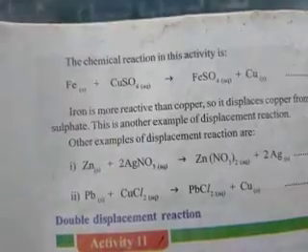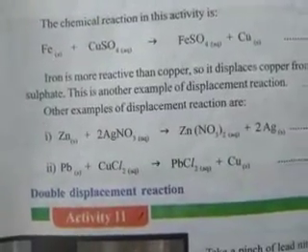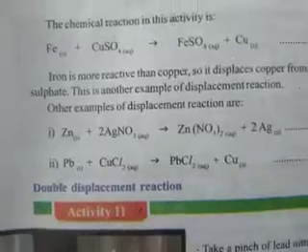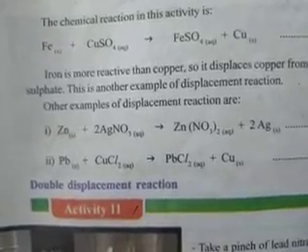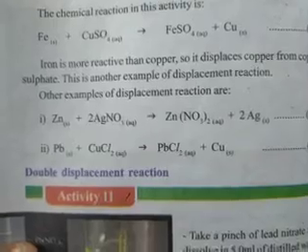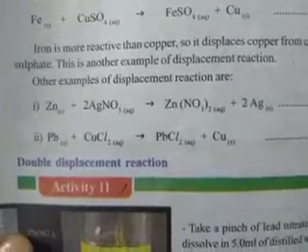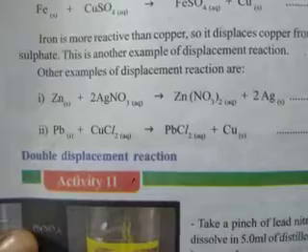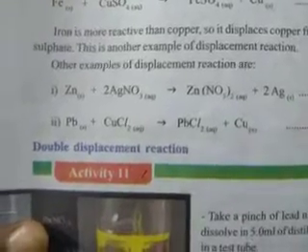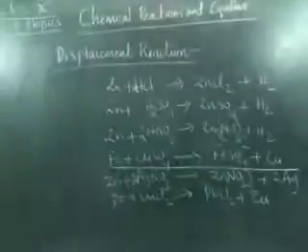Here we can see iron reacting with copper sulfate gives iron sulfate and copper. Zinc reacting with silver nitrate gives zinc nitrate and silver is displaced. Lead reacting with copper chloride gives lead chloride and copper is displaced. These are the examples of the displacement reaction, children.